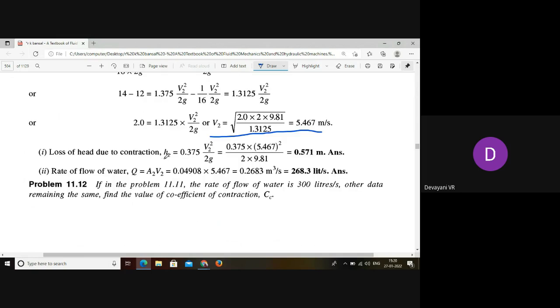And now we can calculate the head loss due to contraction with the formula 0.375 V2 square by 2g. Then substituting the V2 value as 5.467, we can get the head loss due to contraction as 0.571 meters, and also we should calculate the discharge. So to calculate the discharge, the formula will be Q equals A2 V2. We know the area and we know the velocity. Substituting that, we can get the discharge as 0.2683 meter cube per second.